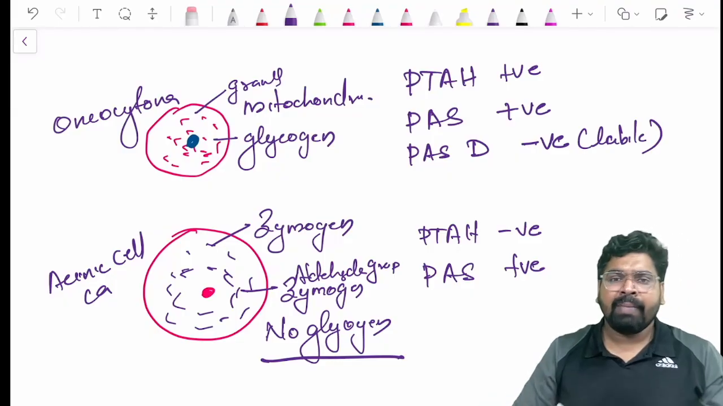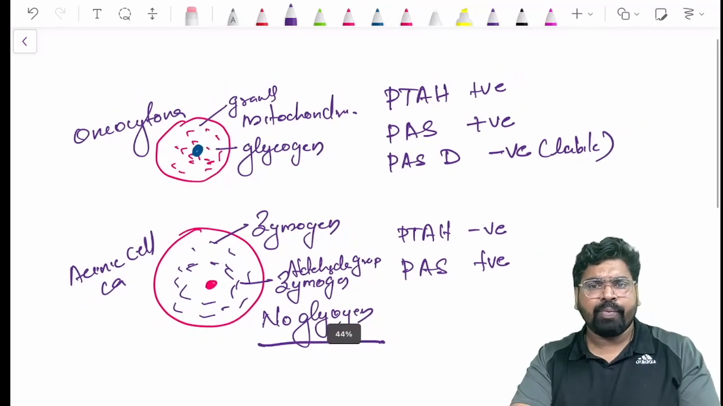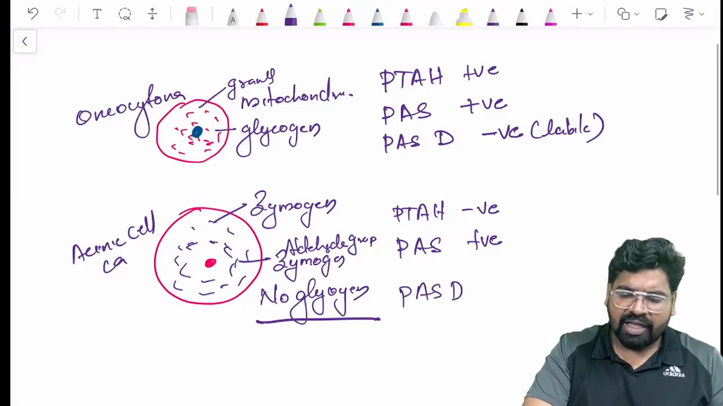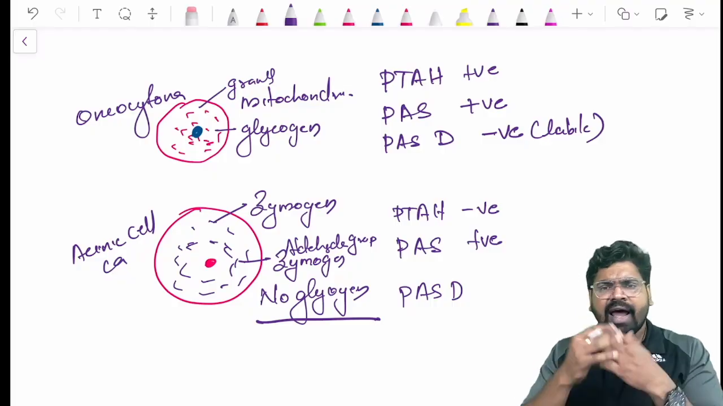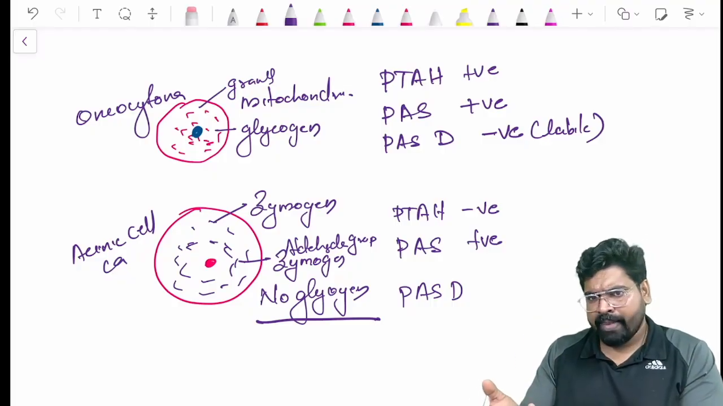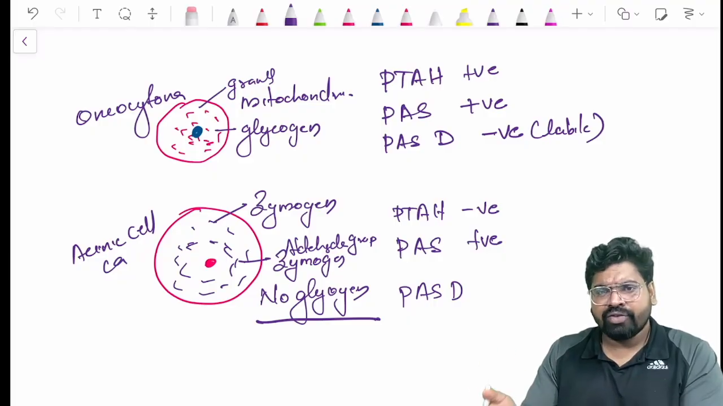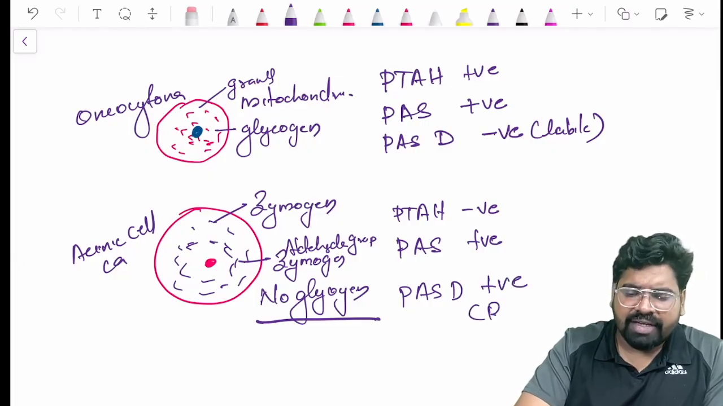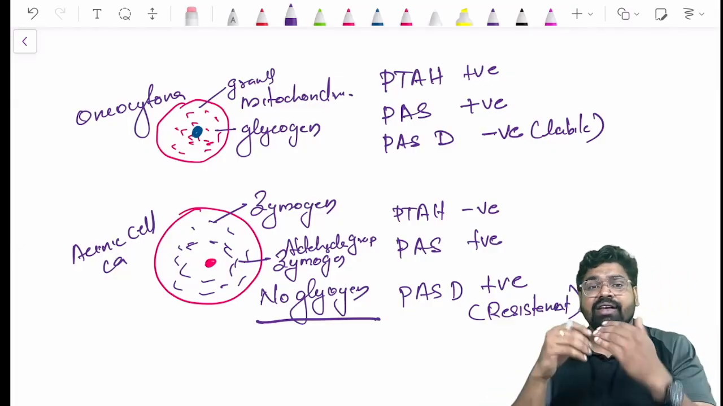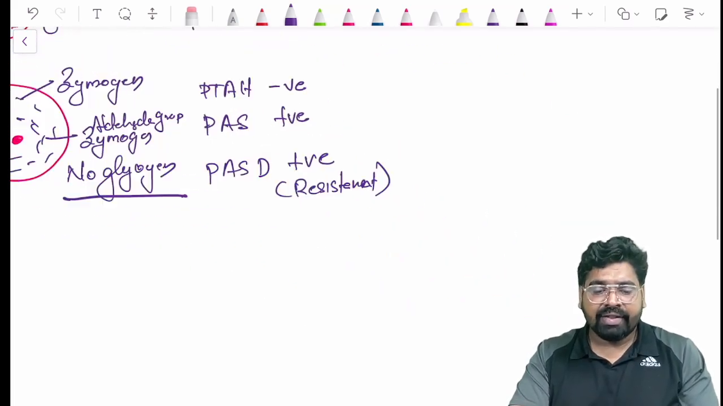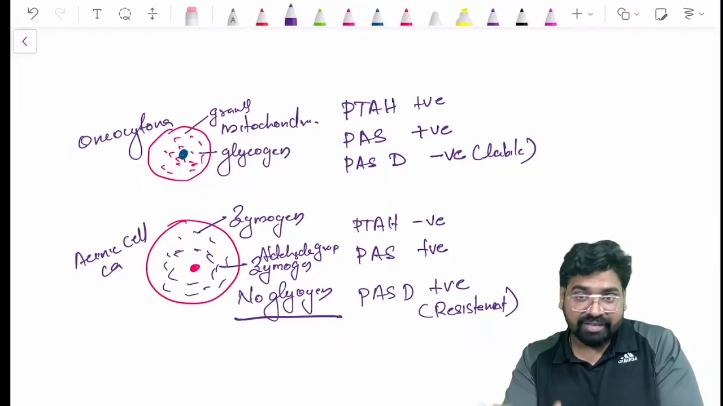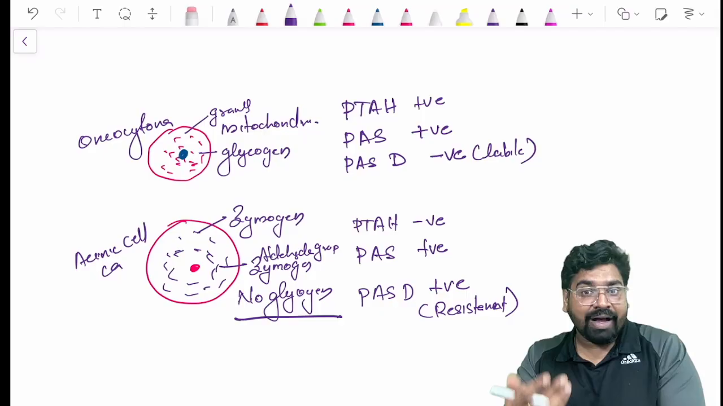But in case of acinic cell carcinoma, there is not any glycogen. So even if I put PAS diastase, the diastase is not going to destroy anything. Nothing is going to happen. There is no glycogen there. So if I do the PAS again, what I get is positive, or we say PAS diastase resistant. So this is the main difference between acinic cell carcinoma and oncocytoma: acinic cell carcinoma is PAS diastase resistant, while oncocytoma is PAS diastase labile.